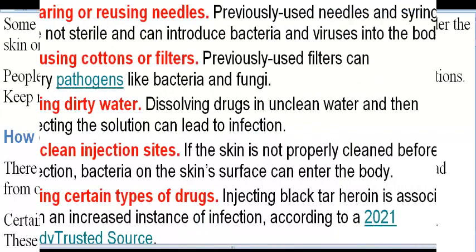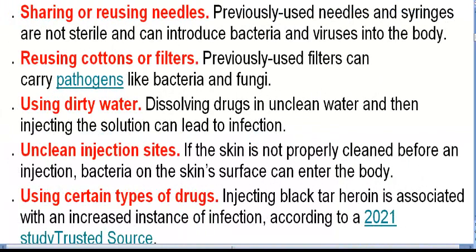These include sharing or reusing needles. Previously used needles and syringes are not sterile and can introduce bacteria and viruses into the body. Reusing cottons or filters. Previously used filters can carry pathogens like bacteria and fungi. Using dirty water. Dissolving drugs in unclean water and then injecting the solution can lead to infection. Unclean injection sites. If the skin is not properly cleaned before an injection, bacteria on the skin surface can enter the body. Using certain types of drugs.